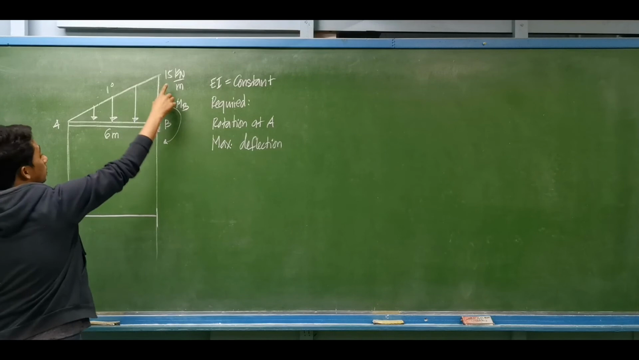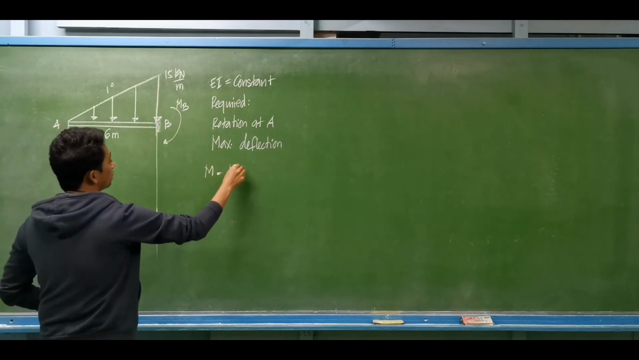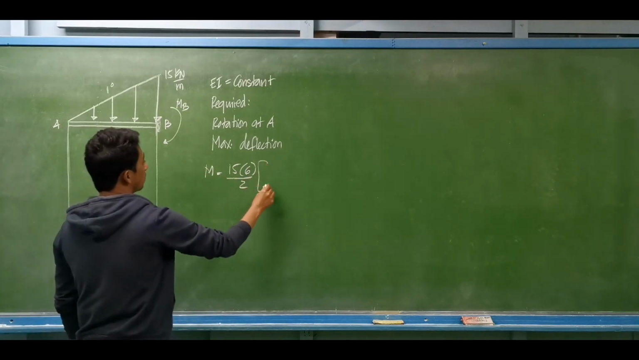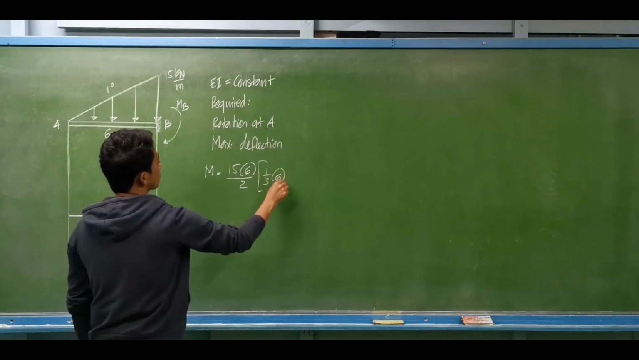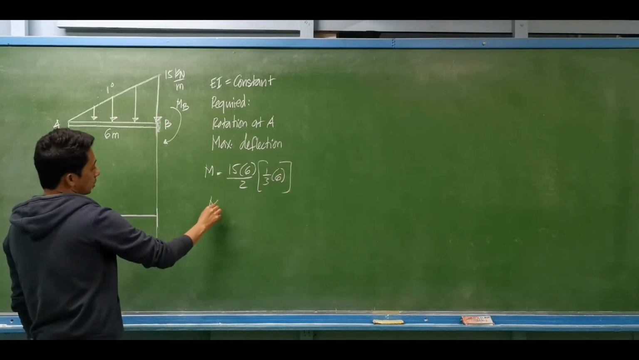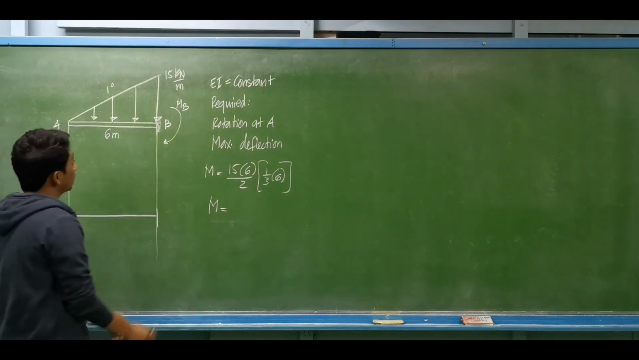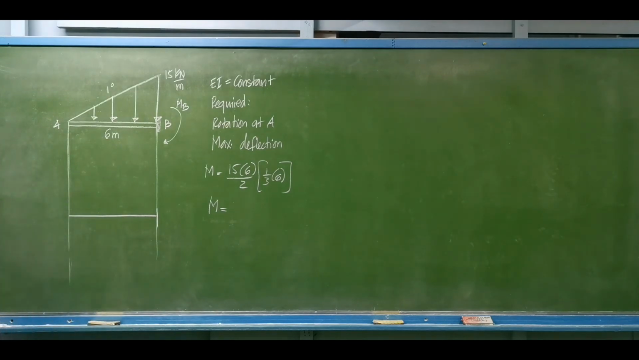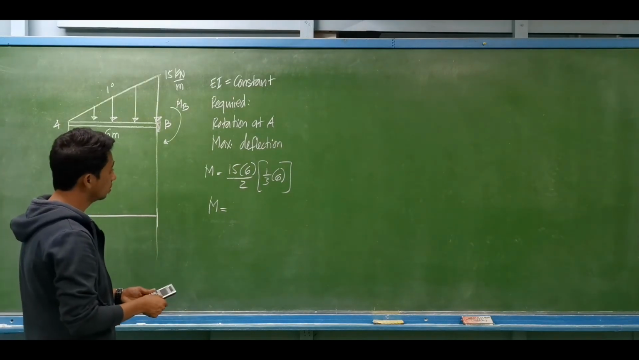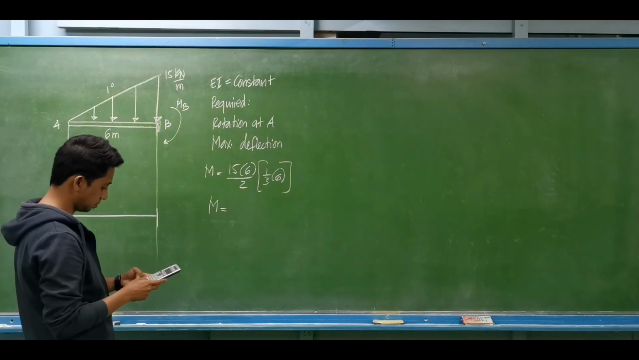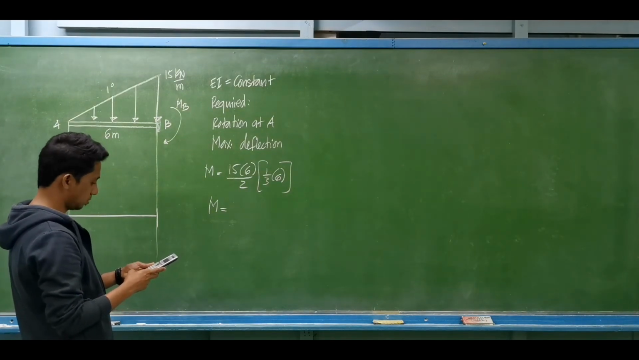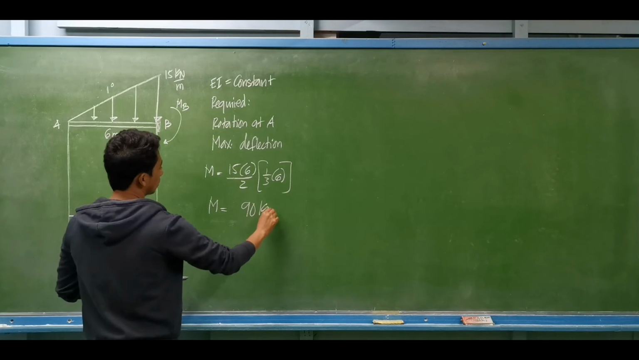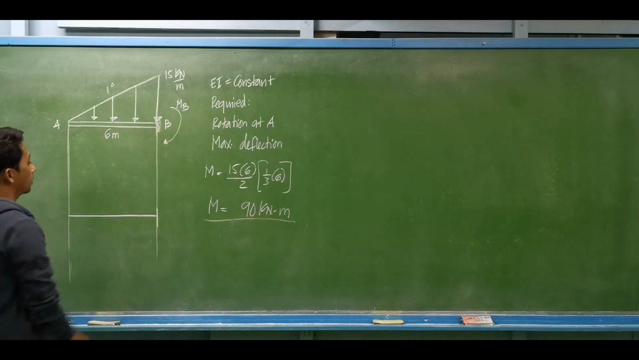The magnitude of that moment is basically equal to 15 times 6 over 2. That is the magnitude. Then the lever arm is 1/3 of 6. But as you can see, this will be towards the negative area. So this is equal to 90, the 90 kilonewton meter. Supposedly that is the moment reaction at point B.